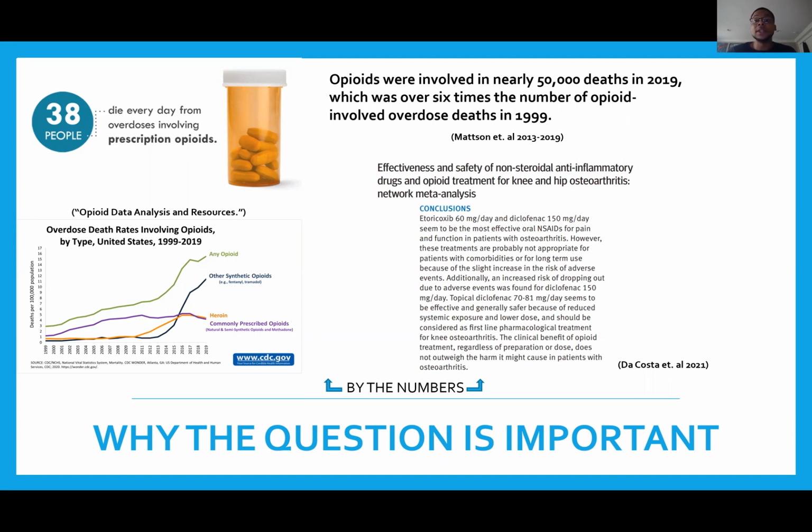And likewise, from 1999 to 2019, there have been over 50,000 deaths, which is a 6 times increase of these deaths over time because of opioid overdoses. And that can also be seen graphically in the bottom left, with synthetic opioids and others like heroin and other commonly prescribed opioids. There's just been a general uptick in all of this.